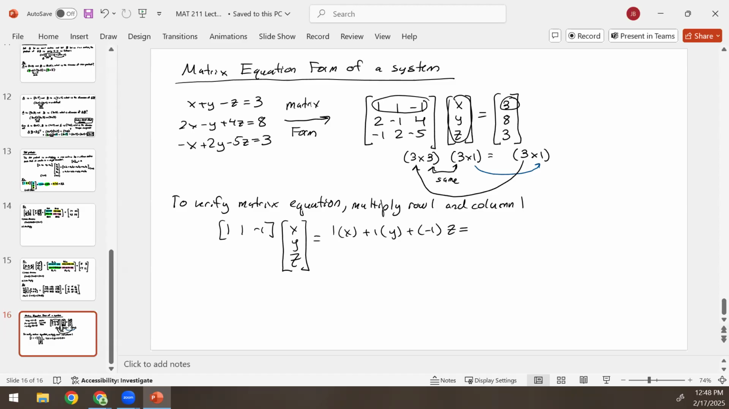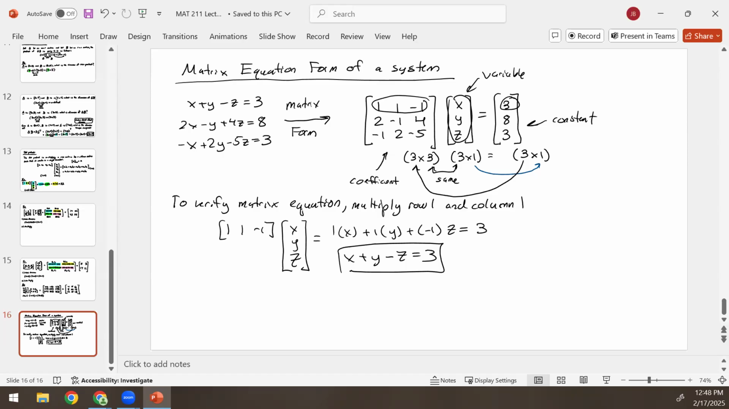And that's going to be equal to the third one right here because it's the first entry in that one. And then we get X plus Y minus Z equals 3. And there we go. And so that reinforces that we can write any linear system as a matrix. And we're going to call this matrix right here the coefficient matrix. This right here is our variable. And then this right here is our constant matrix.